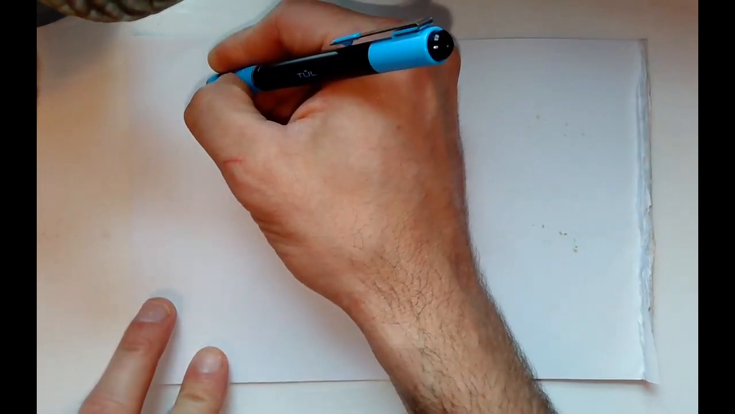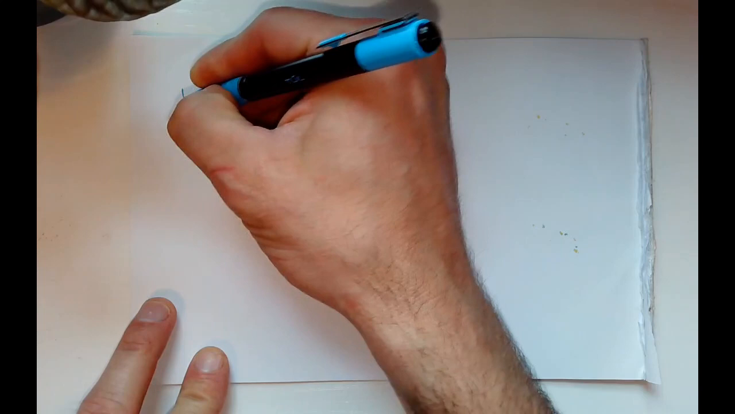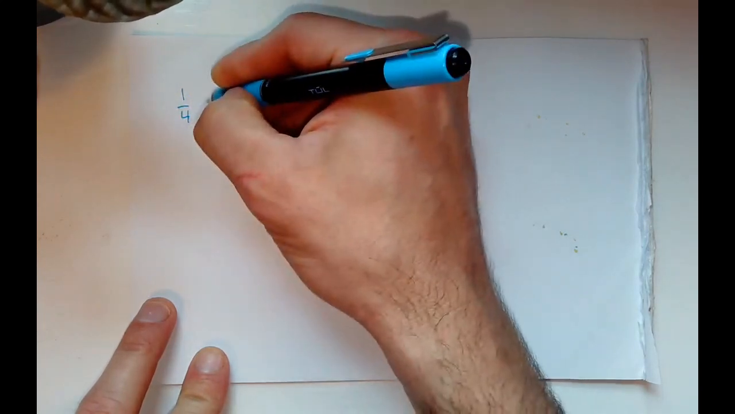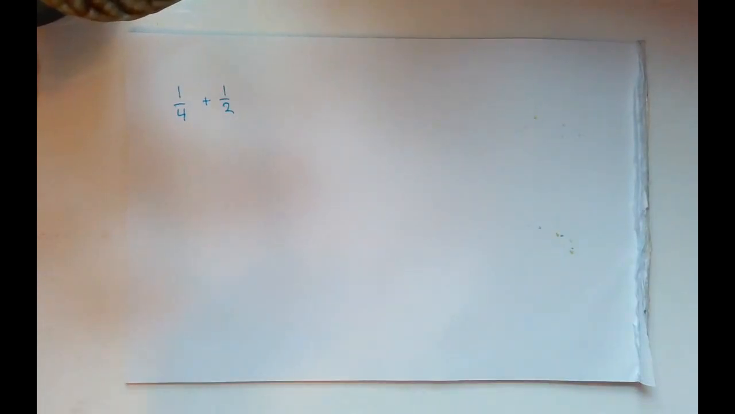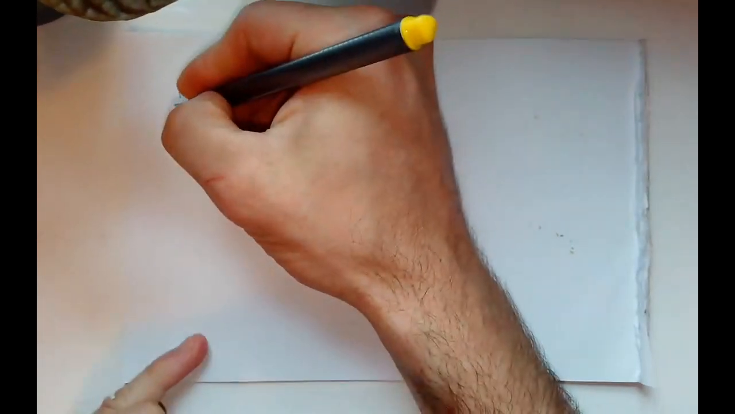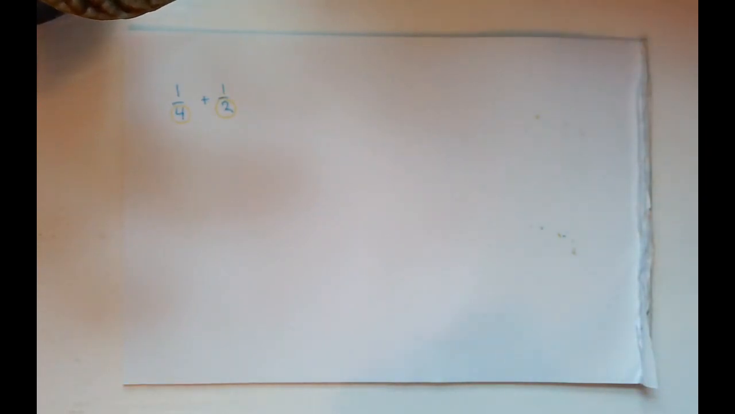Hey guys, I'm just here to do a quick review on adding and subtracting fractions with different denominators, and here is our first example. We are going to have 1/4 plus 1/2. Now we need the units to be the same. Right now our unit size is different. We have fourths and halves.